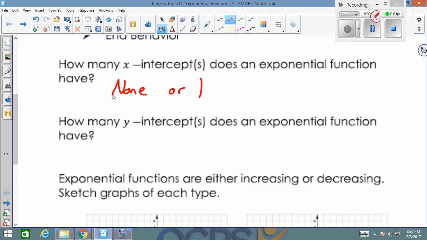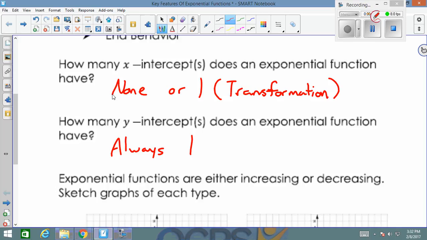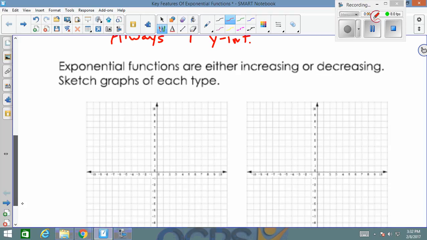Okay, and that only happens if there's a transformation of some kind. And there has to be some type of transformation or shift of the points for that to happen. Okay, for y-intercepts, they will always have only one y-intercept. Always have one.